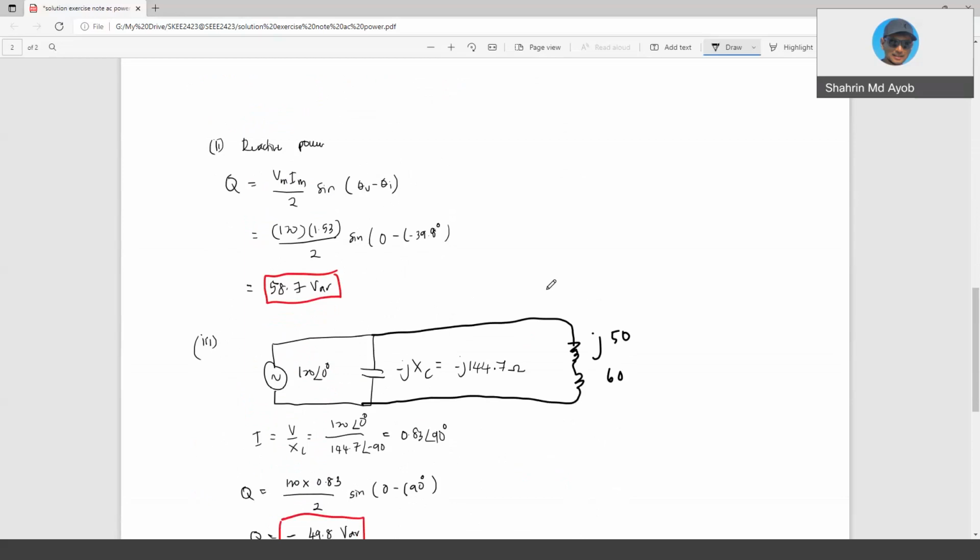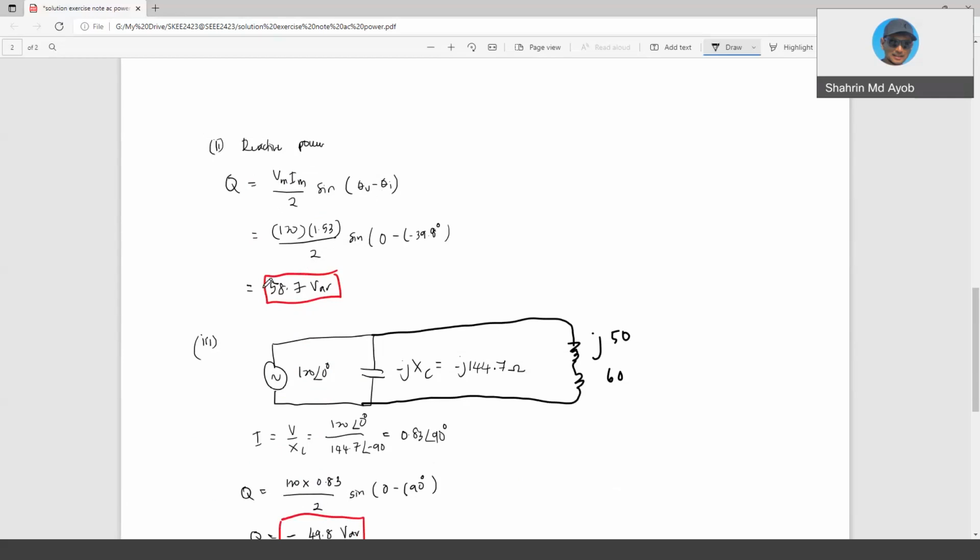Next is the reactive power. Simply using the current and the voltage that we have already obtained, you can use the reactive power equation. Then you will obtain the value of Q as positive 58.7 var. A positive value here means that your load is an inductive load.